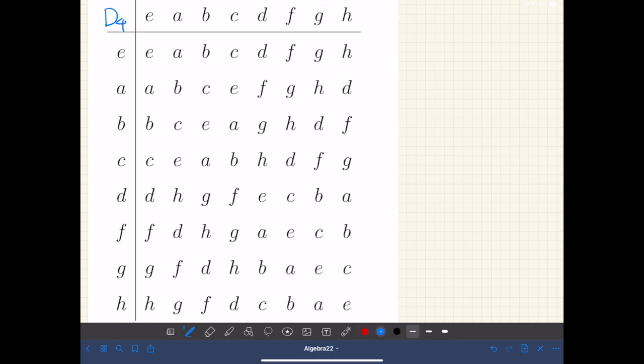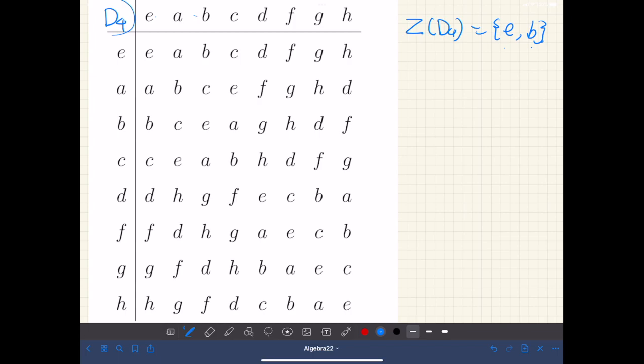Now let's see an example. This is the Cayley table of the dihedral group of order 8, which we have seen before. So there are 8 elements, and the multiplication table is given here. This group is called D4, by the way, and the center of this group, Z(D4), is actually E and B. So the center of this group consists of these two elements.